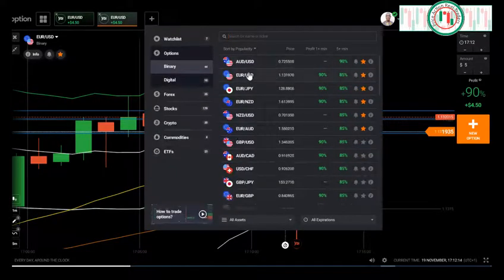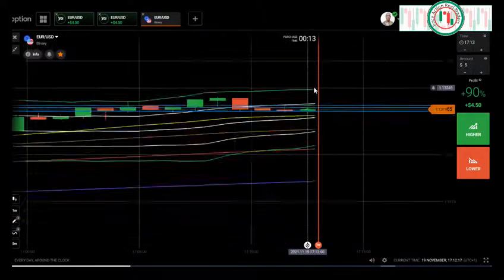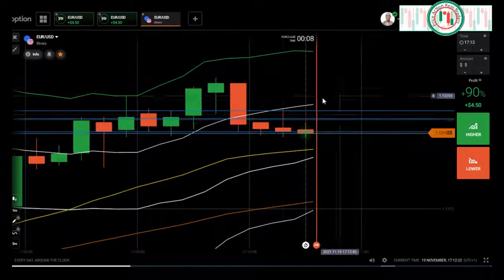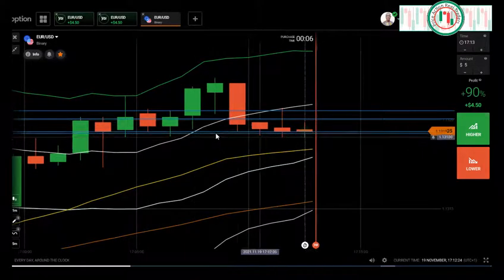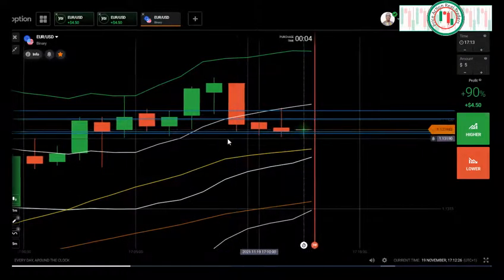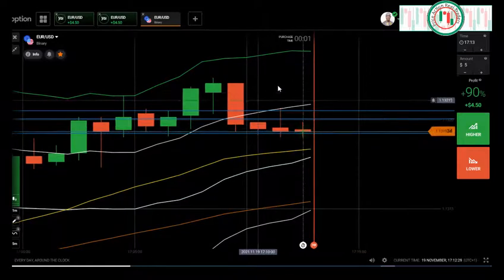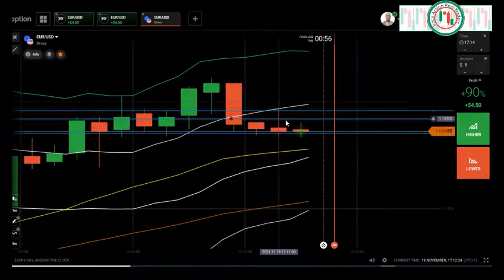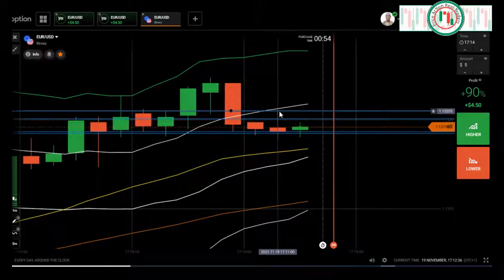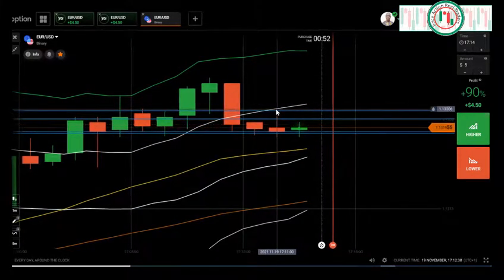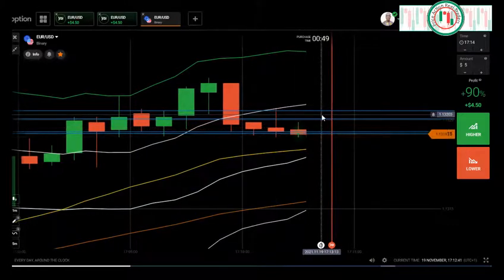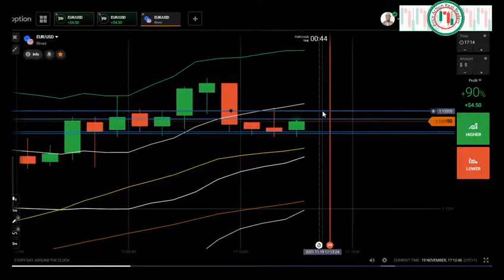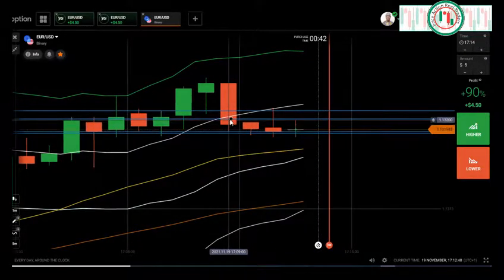So let's see what will happen, and I will still wait, because here this is the bias area, but no strong bias. Sellers may enter because of the rejection from this middle Bollinger Band, sorry, 1 deviation. So I will wait to see what will happen, because the market is not so nice.